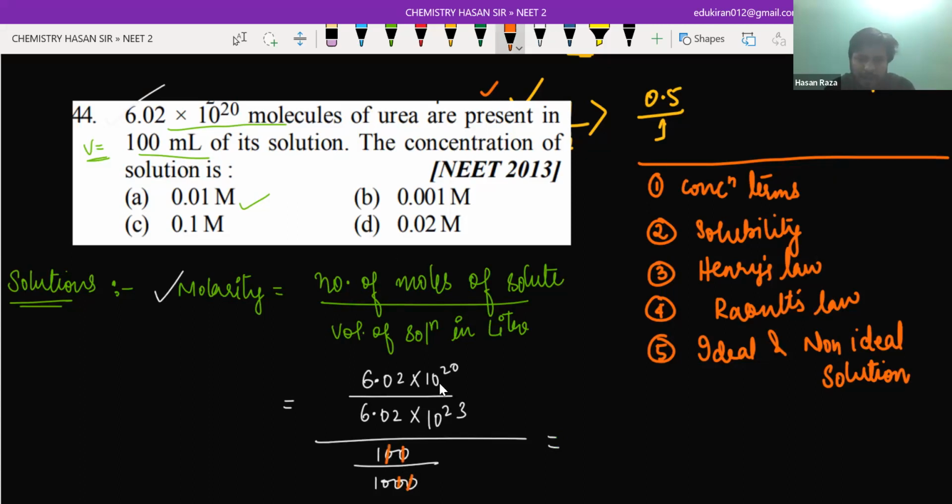Accordingly, you can cancel the tens, and there will be 10 raised to the power minus 3, or you can write 1 upon 10 raised to the power 3 upon 1 upon 10. Then you can write 10 raised to the power minus 2, and that means 0.01 M. So the answer will be A.